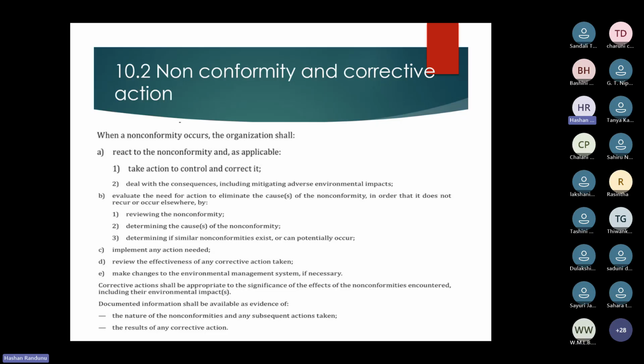So how do we raise those nonconformities? In clause number 9.1, when we monitor, measure, analyze, and evaluate environmental performance, if there is a non-fulfillment of a requirement, then we can raise it as a nonconformity. What if we identify a nonconformity? Then what do we need to do? First, we need to take correction. Immediately we need to correct that nonconformity. We need to take immediate actions to control that nonconformity. That we call correction.